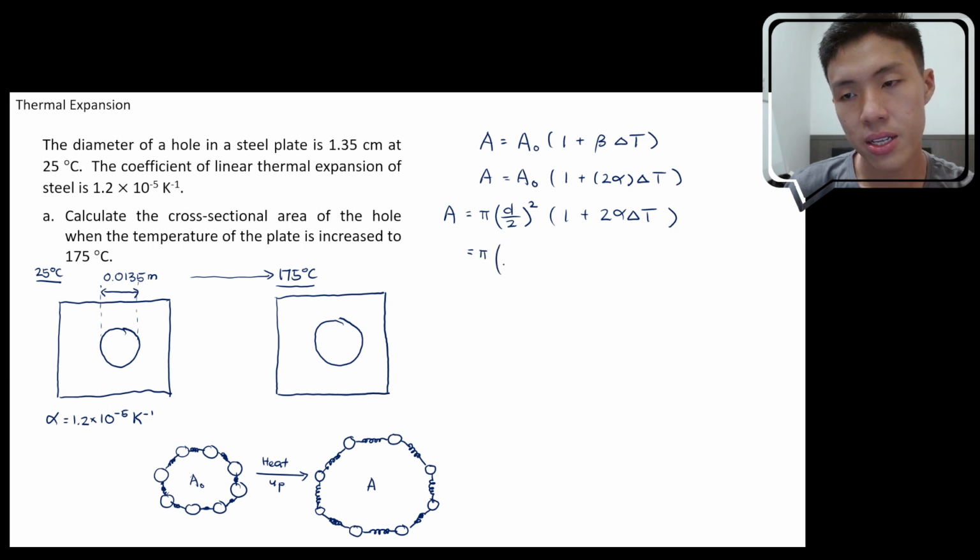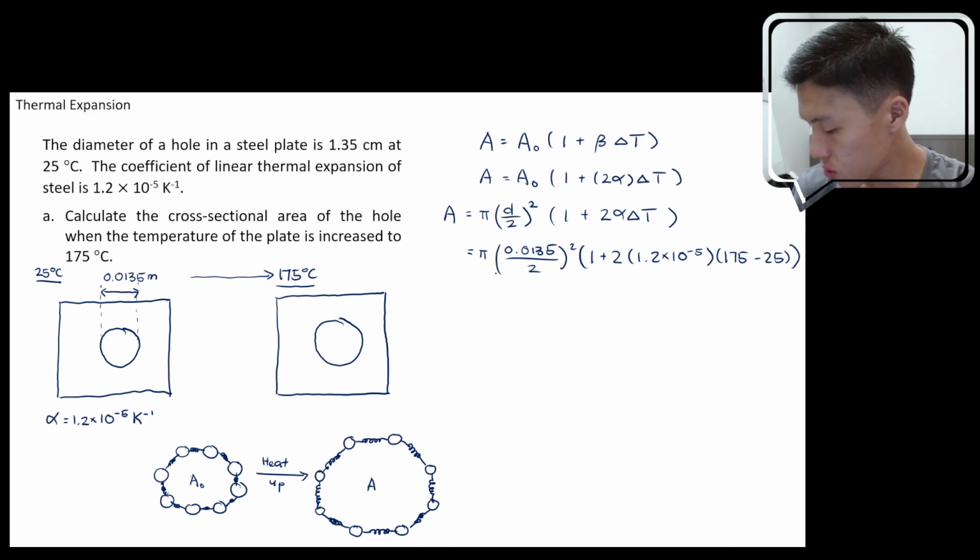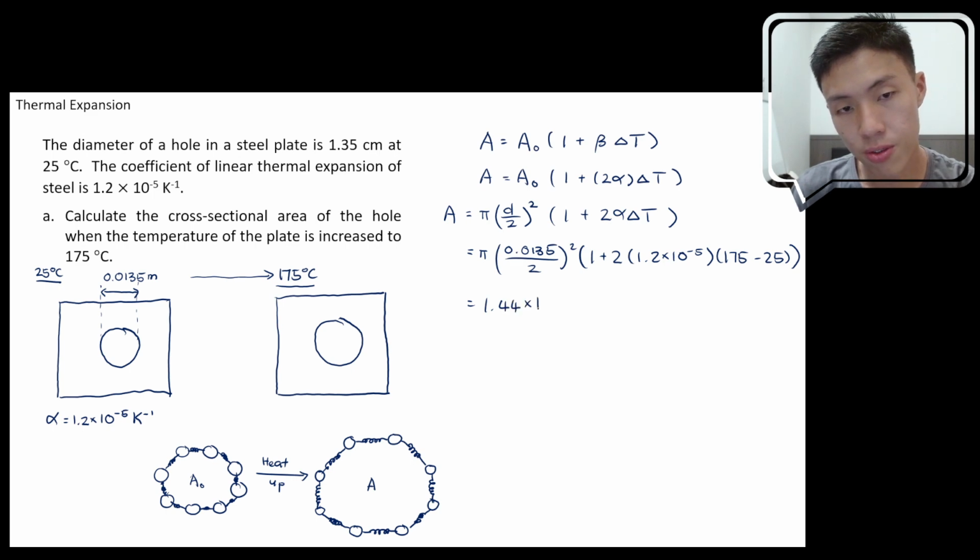So pi, the diameter is 0.0135 divided by 2. You get your radius, then you square it, and you have 1 plus 2 alpha. Alpha is 1.2 times 10 to the power negative 5, and the change of temperature is the final, which is 175, minus the initial, which is 25. If you perform the calculation, I believe you get your area to be equal to 1.44 times 10 to the power of negative 4 meters squared.